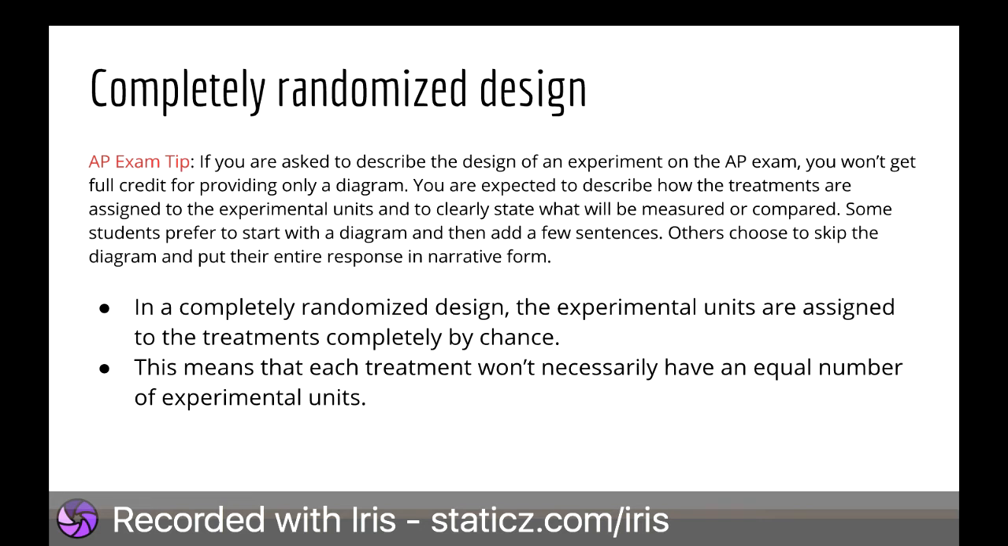Moving on to how to randomize a design. AP exam tip: if you are asked to describe the design of an experiment on the AP exam, don't just draw a diagram. You have to also describe how the treatments are assigned to the experimental units and how they will be measured or compared. In a completely randomized design, the experimental units are assigned by chance. This means that each treatment won't necessarily have an equal number, however, they all have the same chance of being selected.